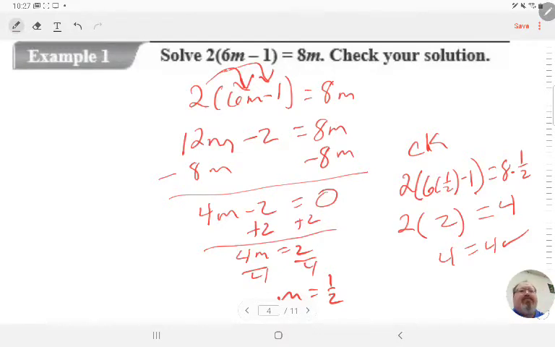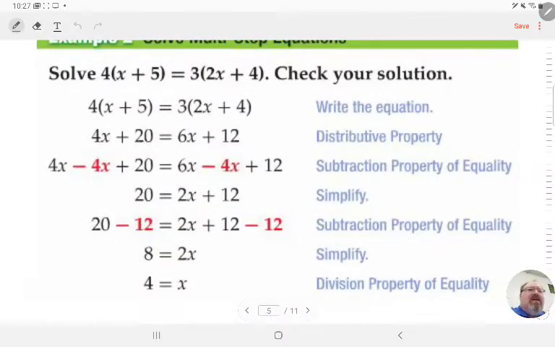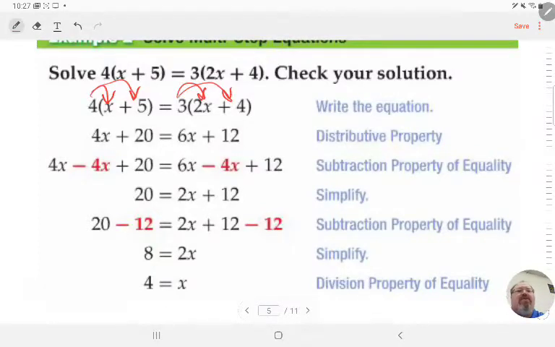All right. So now let's look at this big multi-step equation. It looks very large. However, it just has some grouping in there that we have to solve first. So in this one, we have to do the grouping on both sides. So we have to distribute. We'd have 4 times x is 4x, 4 times 5 is 20, 3 times 2x is 6x, and 3 times 4 is 12.